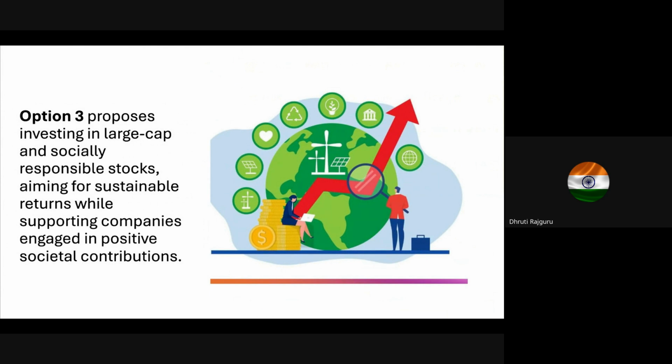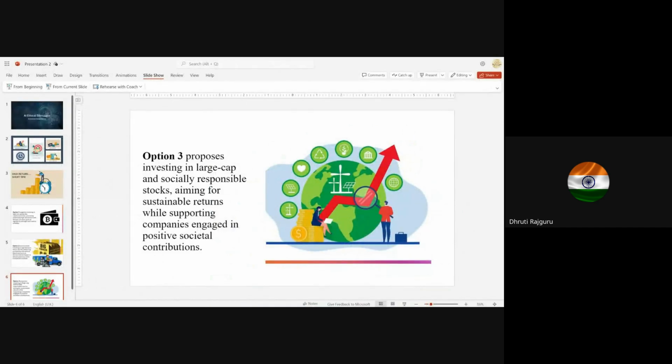And the third option proposes investing in large-cap and socially responsible stocks, aiming for sustainable returns while supporting companies engaged in positive contributions. So what I mean here is companies like ISRO, Tata, DRDO, which promote the environment. They are based on research. Infosys gives a lot of donations and is sustainable for the environment. So now I would like to show my code.